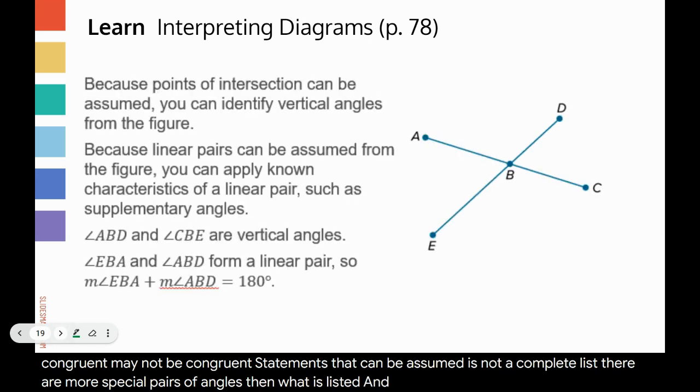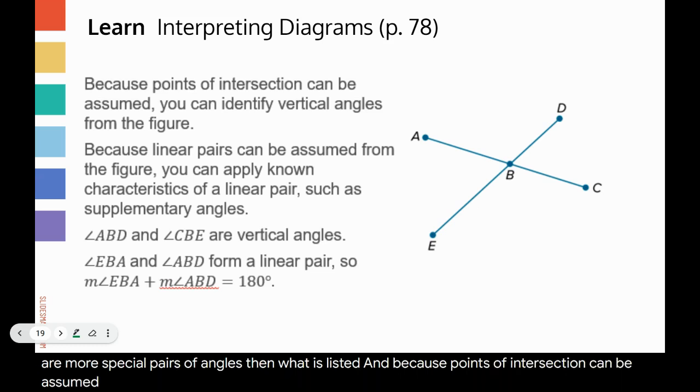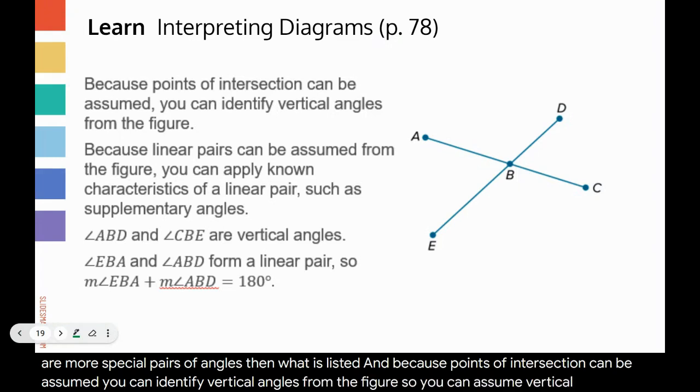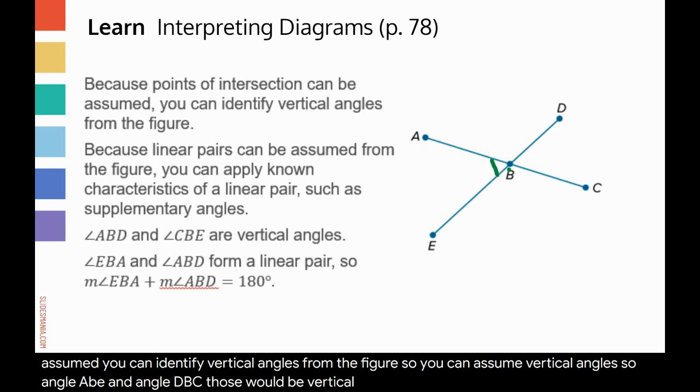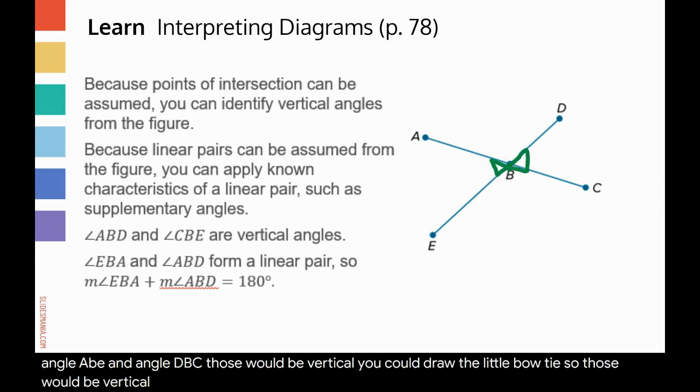And then because points of intersection can be assumed, you can identify vertical angles from the figure. So you can assume vertical angles. So angle ABE and angle DBC, those would be vertical. You could draw the little bow tie. So those would be vertical. So would angle ABD and angle EBC.